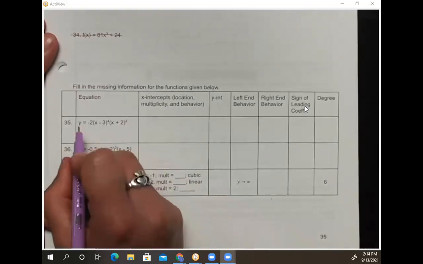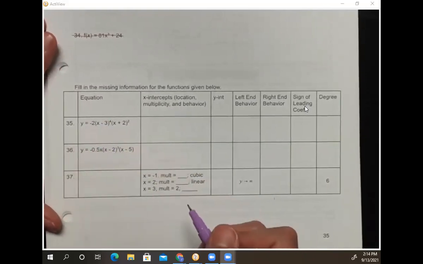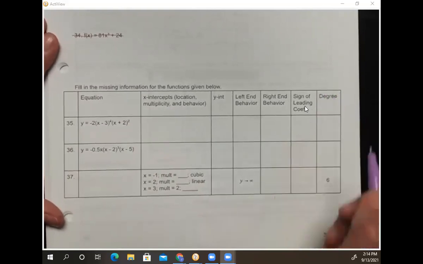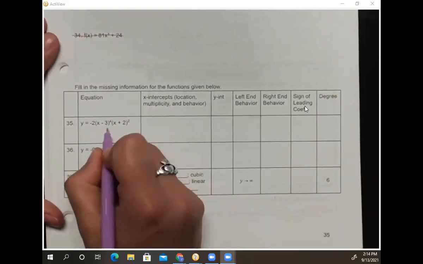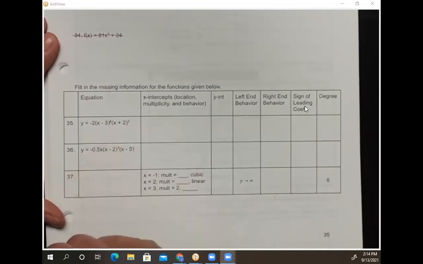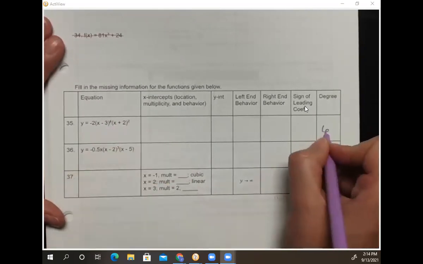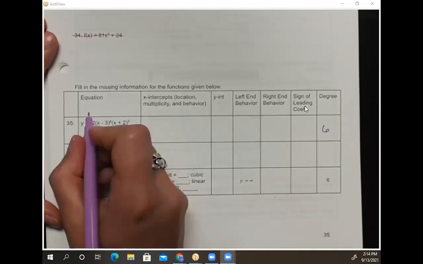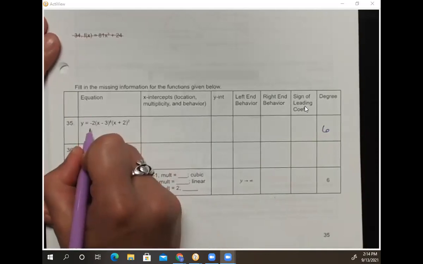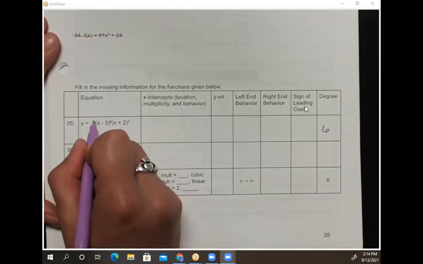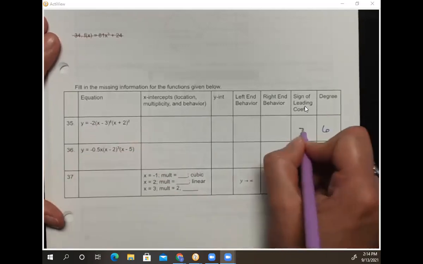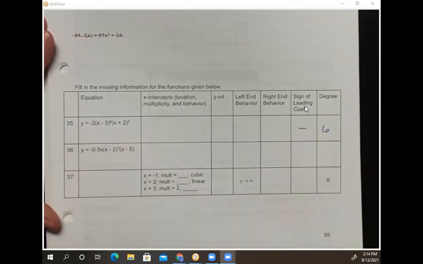So as I take a look at number 35, we're given the function here. One of the easy things to pick out would be the degree. So I'm going to go ahead and start there. So my degree when I have factored form means I add up those exponents. So 4 plus 2 would give me 6. My degree is 6. And then the sign of my leading coefficient is also easy to pick out here. My lead coefficient is -2. So that sign is negative. My lead coefficient is negative.